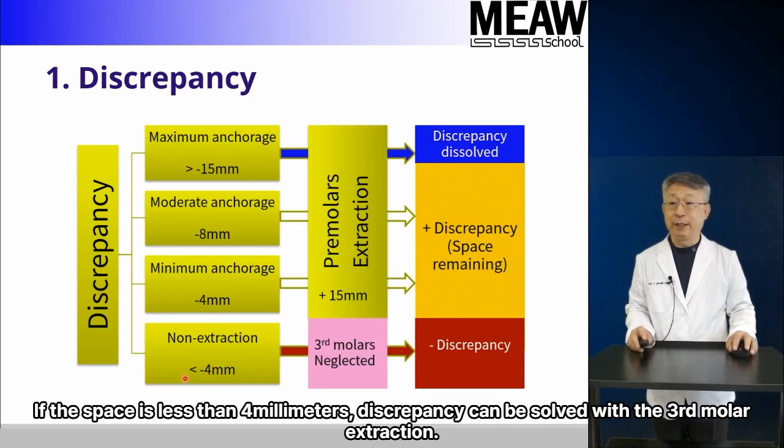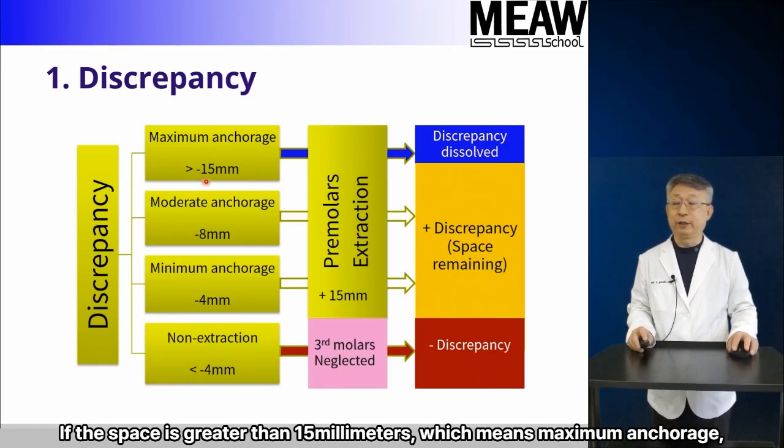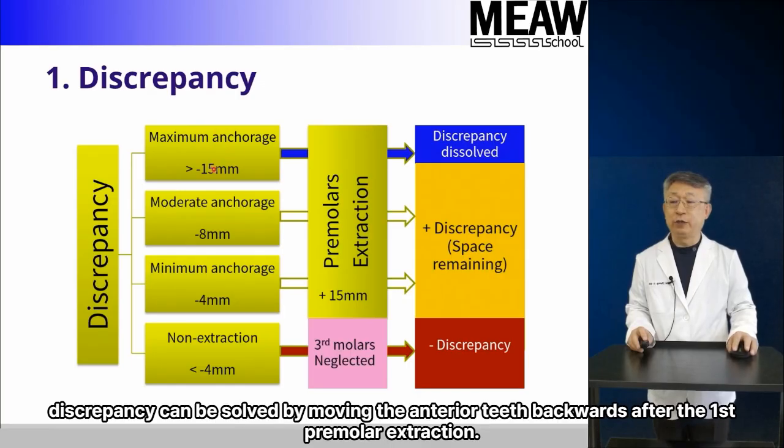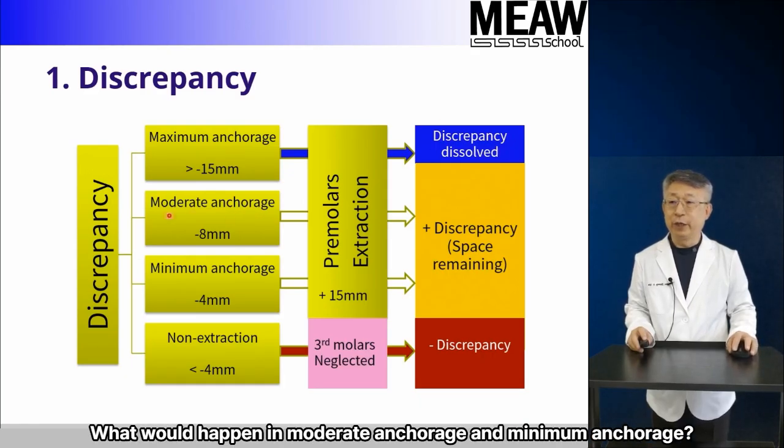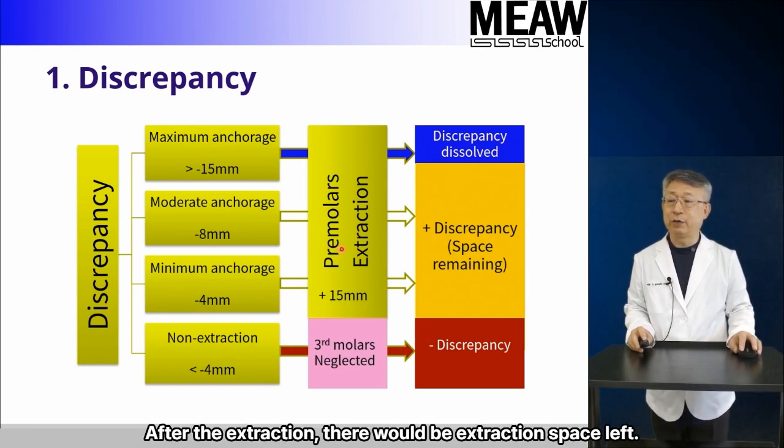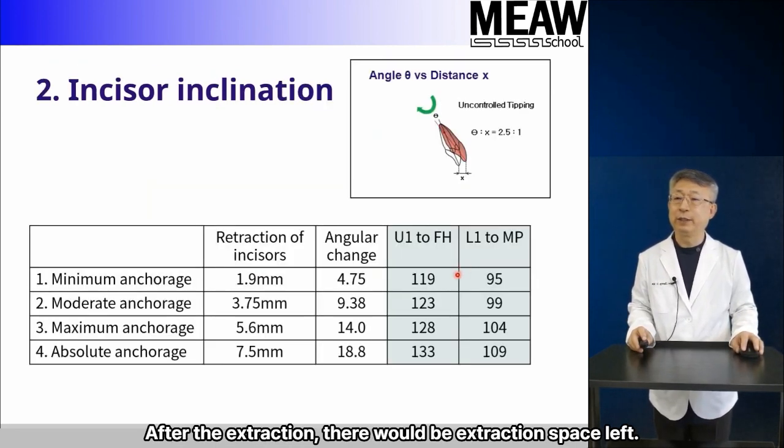If the space is less than 4 millimeters, the discrepancy can be solved with the third molar extraction. If the space is greater than 15 millimeters, which means maximum anchorage, the discrepancy can be solved by moving the anterior teeth backwards after the first premolar extraction. What would happen in moderate anchorage and minimum anchorage? After the extraction, there would be extraction space left.